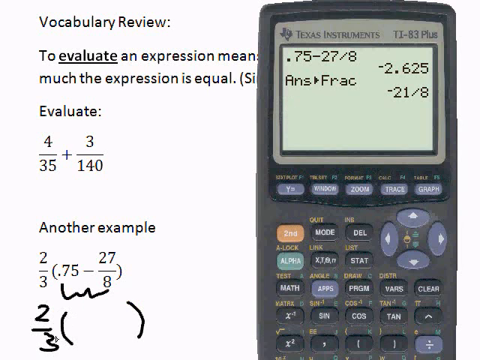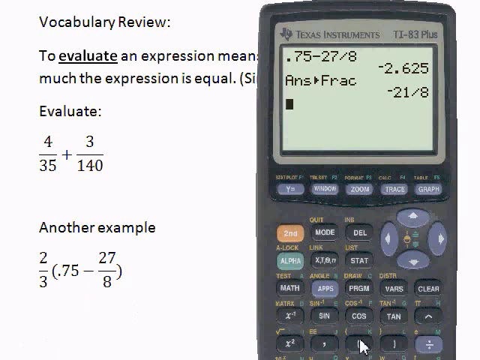So this leaves us with 2/3 times negative 21 over 8. Now this is a preview for the next section, but we can actually type this in as two different fractions by putting the first one in parentheses times the second one in parentheses.